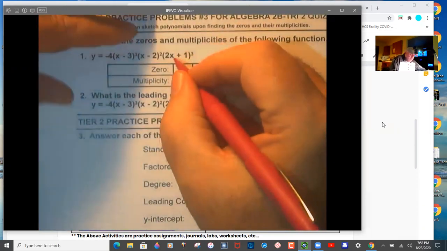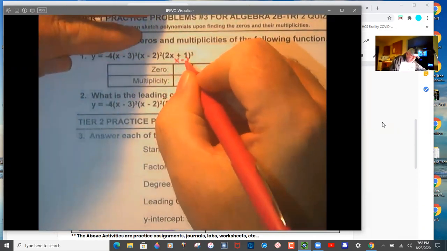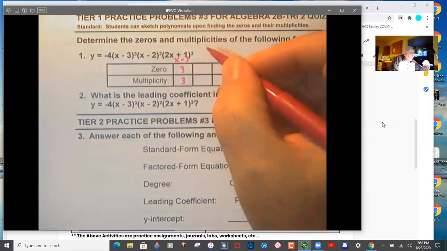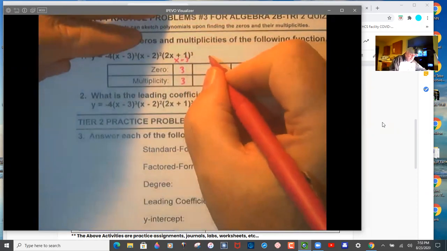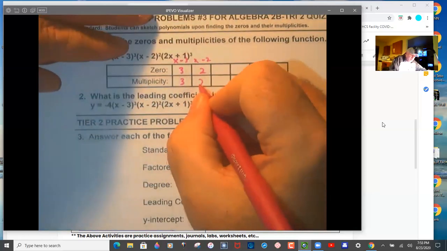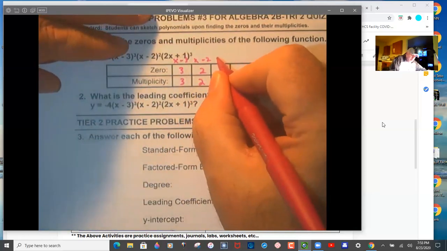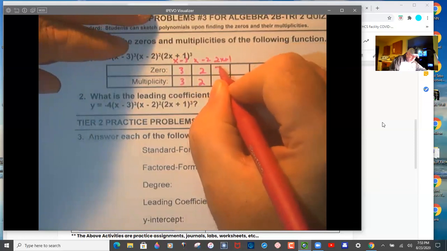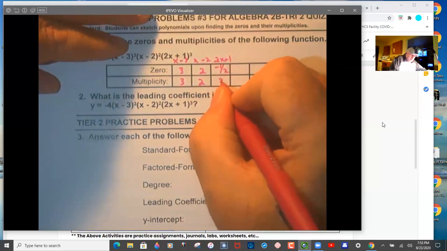The first, we have x minus 3, so that first 0 is 3 and the multiplicity is 3. And then we have x minus 2. The 0 is 2 and the multiplicity is 2. And then we have 2x plus 1. The 0 is negative 1/2 and the multiplicity is 3.